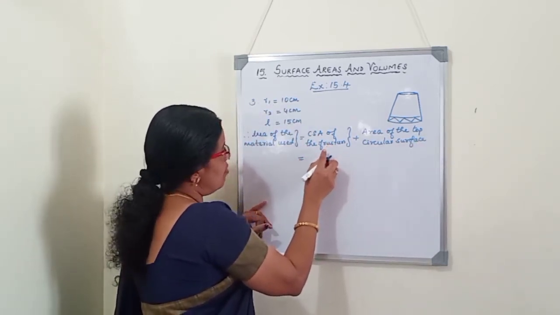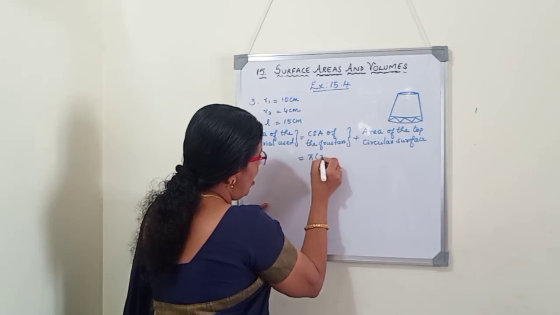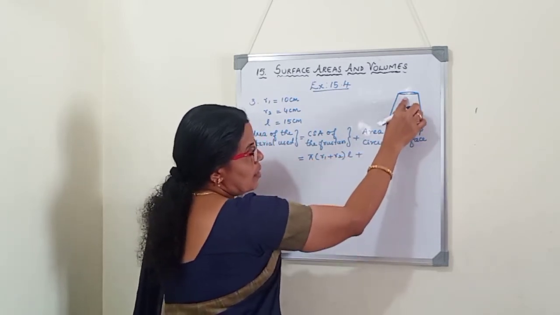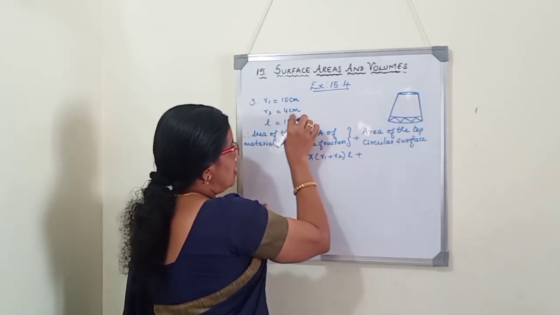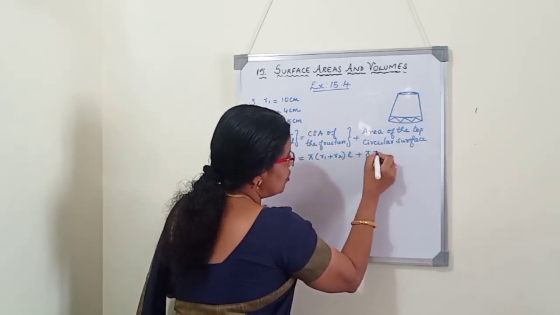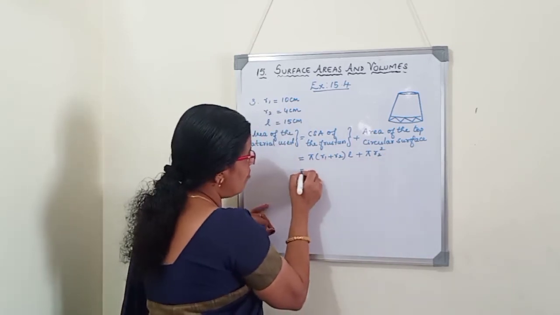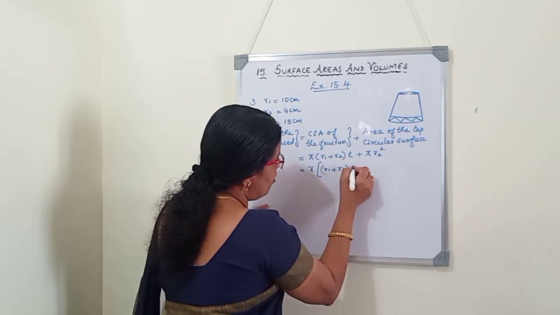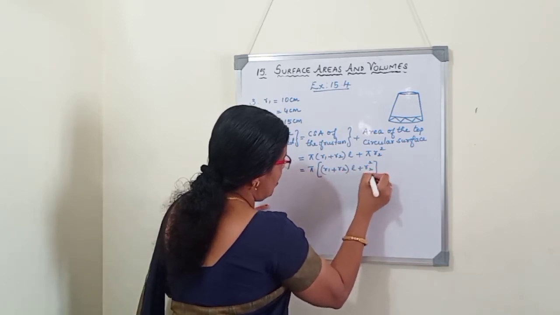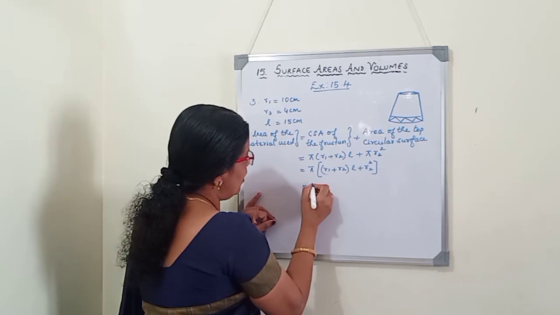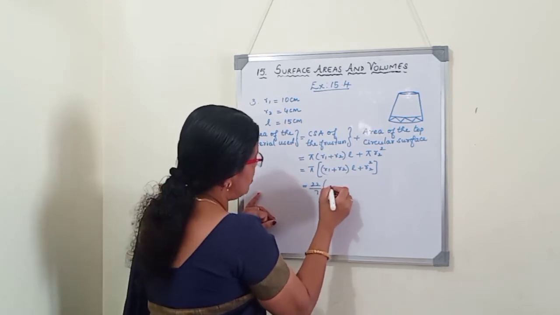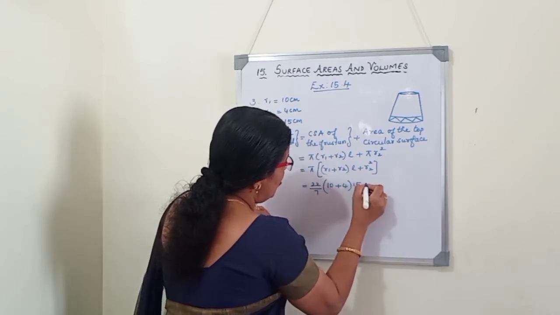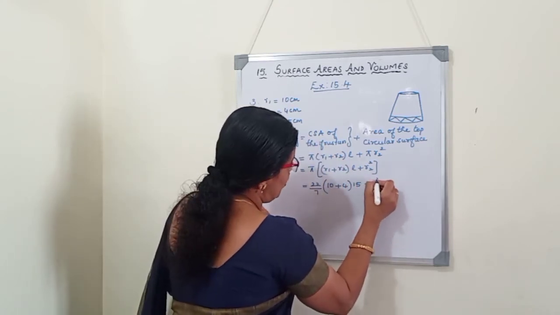So CSA of the frustum of a cone is pi into R1 plus R2 into L plus area of the top circular surface. R2 we will consider. So pi R2 square we have to write. So here pi is common. Pi into R1 plus R2 into L plus R2 square equals pi is 22 by 7. R1 plus R2 is 10 plus 4 into slant height is 15 plus R2 square is 4 square.